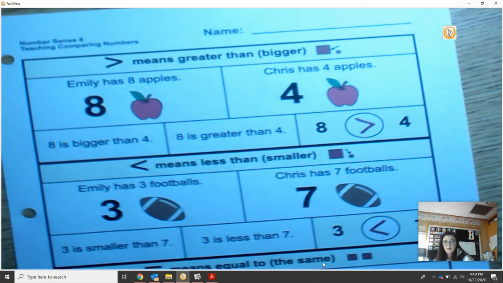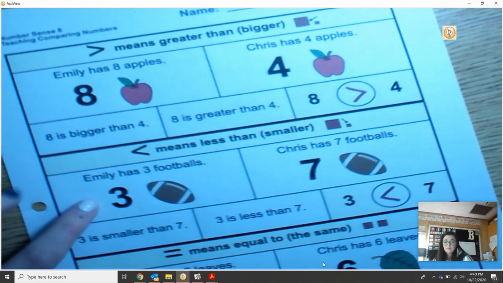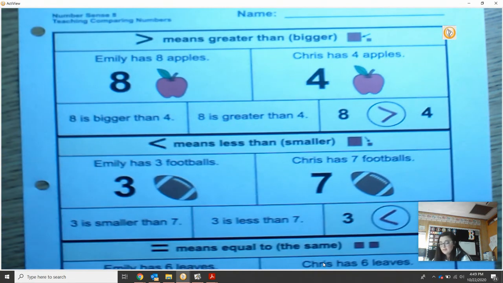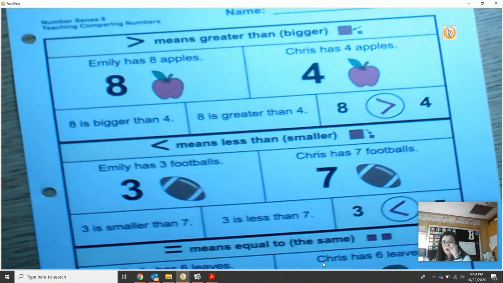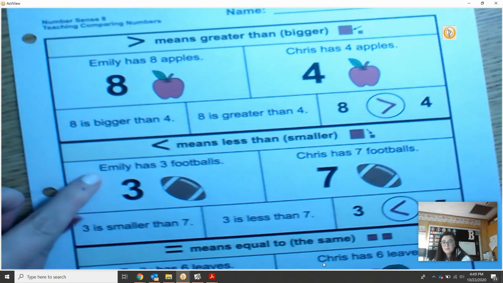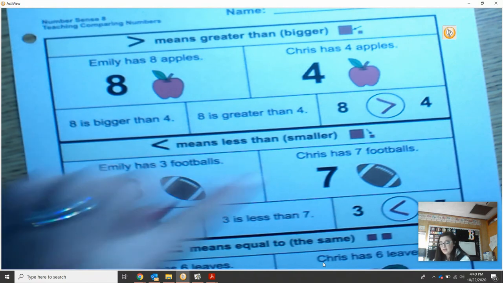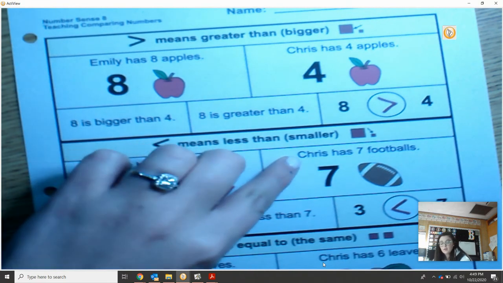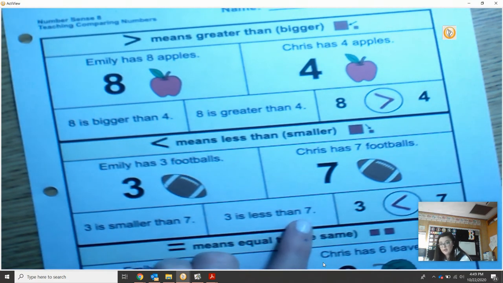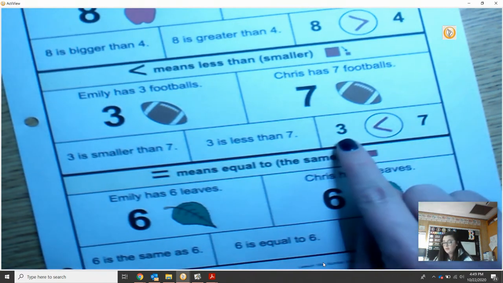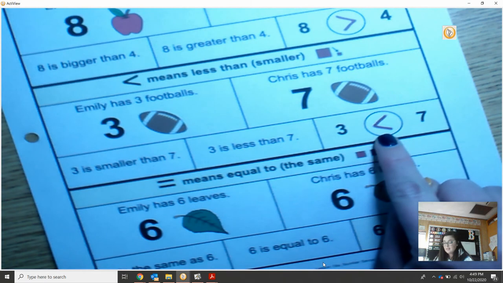The next one we have here is right here. This symbol means less than or the smaller number. So I have Emily has 3 footballs and Chris has 7 footballs. 3 is smaller than 7. 3 is less than 7, right? So we're going to do 3 is less than 7.